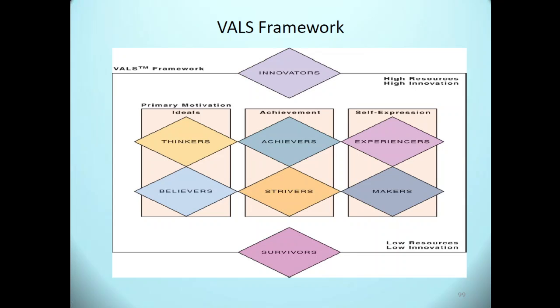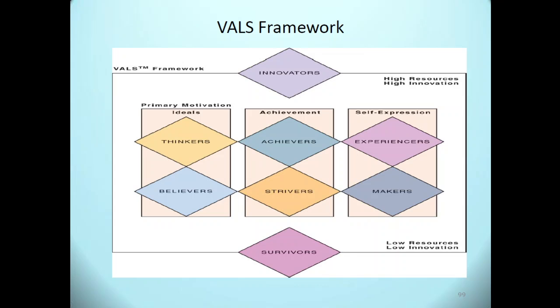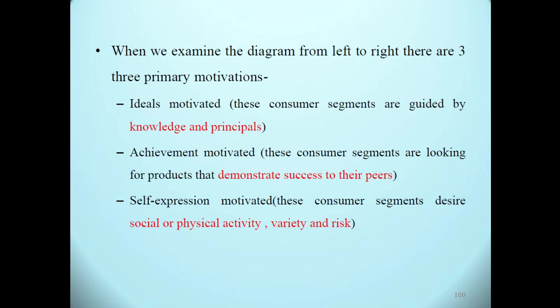Looking at innovators, survivors, believers, thinkers, achievers, strivers, experiencers, makers. So who are these people? You can categorize people based on their primary motivation as well as their level of innovation and resources. When we examine the diagram from left to right, there are three primary motivators: ideals, achievement, and self-expression. Those are the three motivational drivers.